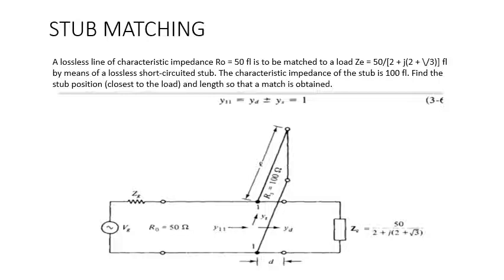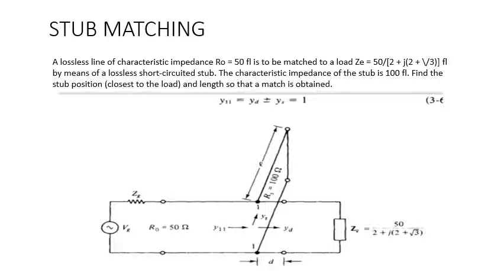In the problem, it is given a lossless line of characteristic impedance R0 = 50 ohm is to be matched with a load of ZL = 50 upon 2 plus j(2 plus root 3) ohm by means of a lossless short circuit stub. The characteristic impedance of the stub is 100 ohms. Find the stub position closest to the load and length so that the match is obtained. It is a problem given in Samuel Liao.